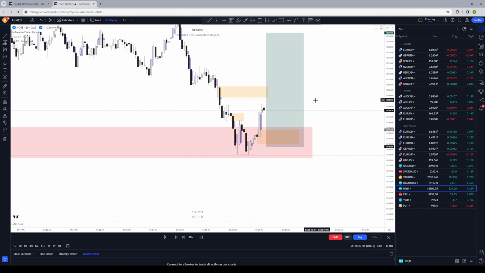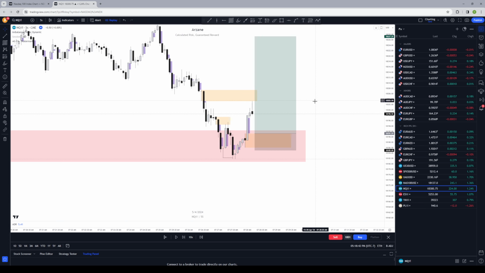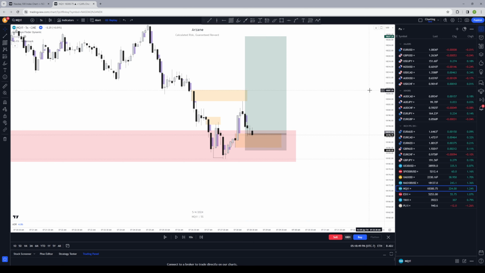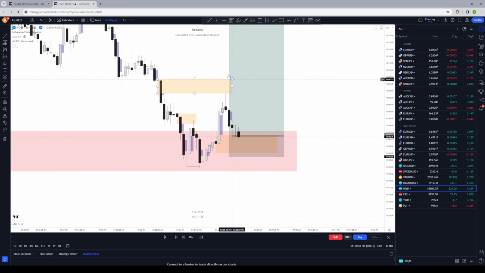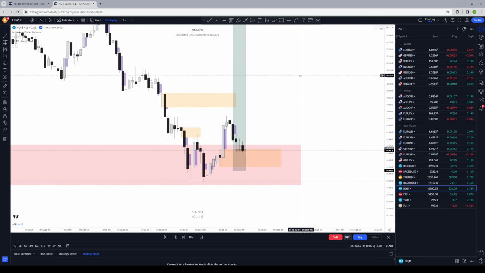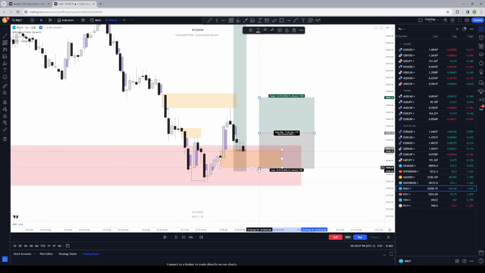You could enter at the imbalance or the purple. I don't do that. I stick to the ultimate stuff, and you can see we tag into this zone. There's two ways to enter: stop loss underneath the bottom, or you can simply place it above the candle that taps and cover lows. There's a ton of different ways you can enter.